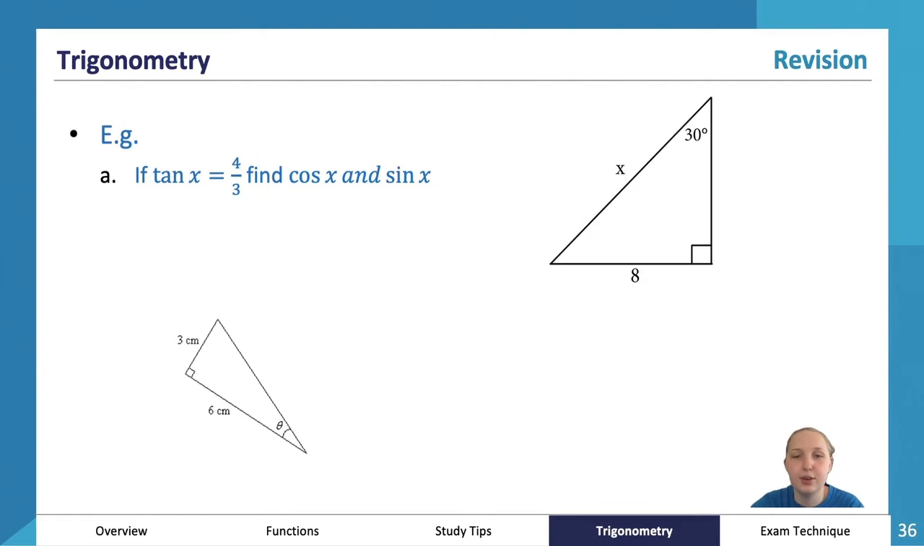This is it. Just a bit of a practice question. If tan x is equal to 4 on 3, find cos x and sine x. I'll give you guys just a minute to have a go at this one. Pause, skip ahead, do whatever you need to do to be able to do this question.